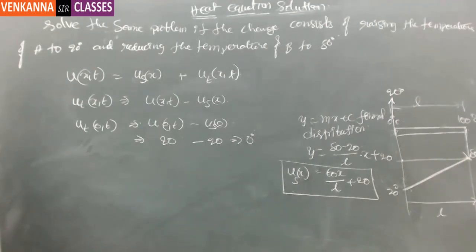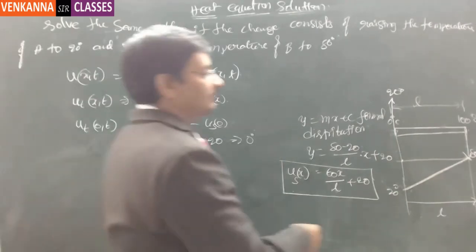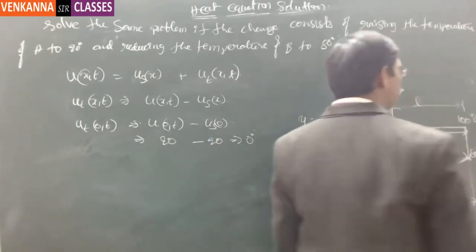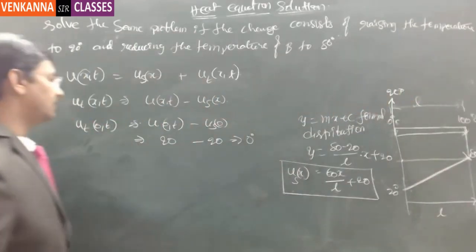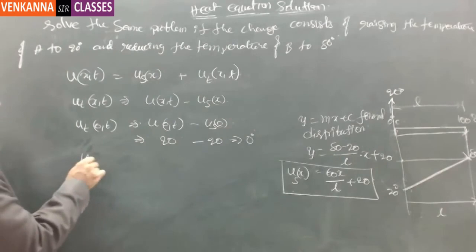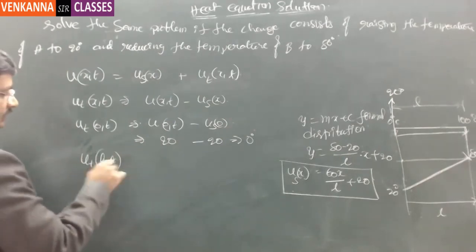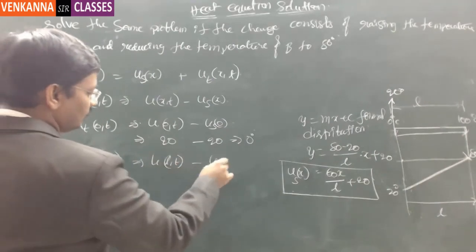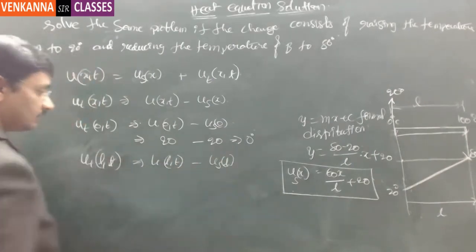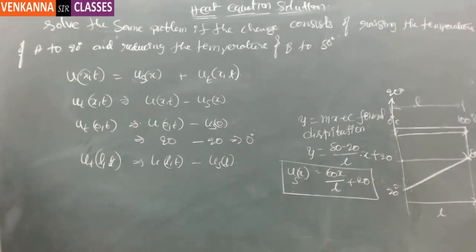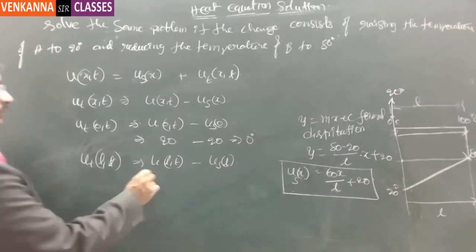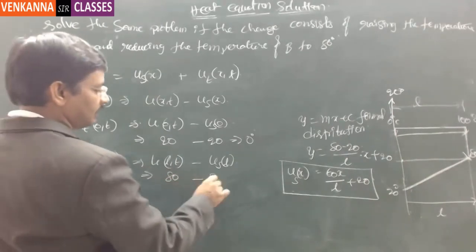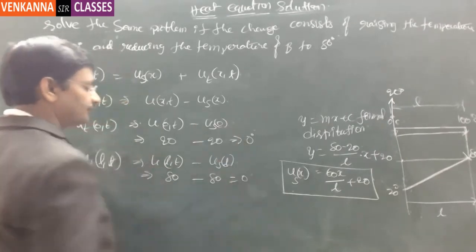Got it or not? Then similarly, in exactly the same manner, on the right hand side, the temperature that is maintained at the other side, that is u_t of L comma t, is given as u of L comma t minus u_s of L, at x equal to L. So this is going to be 80 minus 80, which is again 0.